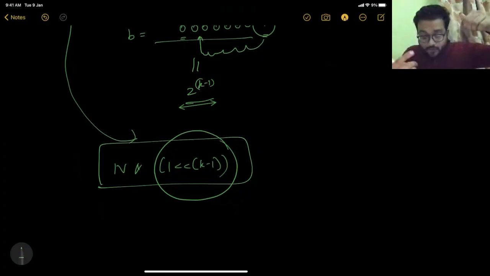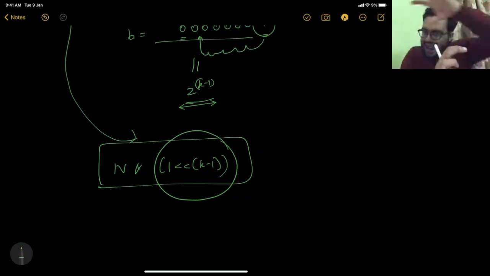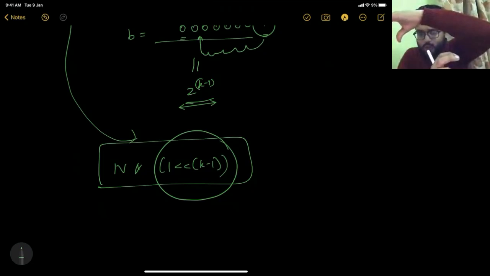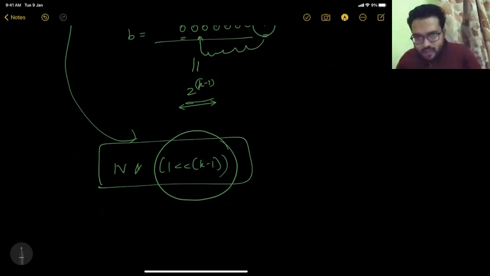Can your compiler do this operation in constant amount of time? It can, because it knows what all bits to be dropped, what all bits to be added, what all bits to be moved. So this will only take you 32 units of time, which is nothing but a constant amount of time, and you can solve this question in constant amount of time. So this will be handled by the compiler itself internally.